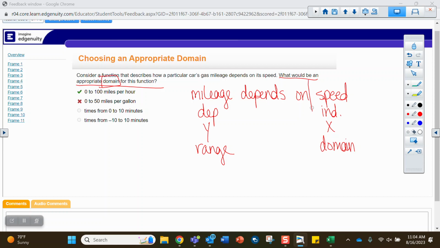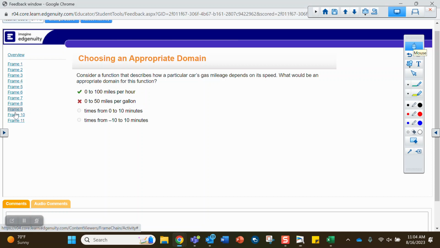We're trying to find an appropriate domain. That's going to be anything about speed, miles per hour. So it's not going to be gallons. If it had asked for range, that one would have been good. Miles per gallon, we don't want that. We want miles per hour. We want speed. It looks like, as I go through this, you're just not clear on which one's domain, which one's range, which one's dependent, which one's independent. And if you can relate it back to x and y, that's really helpful.